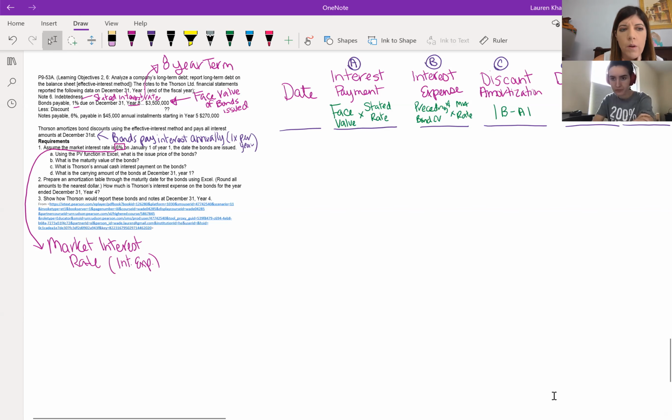The face value of the bonds issued was 3.5 million. The stated rate was 1% annually. Market interest rate was 6%. The term of the bonds is 8 years. How did I come up with the number of payments being 8? Why is it 8 and not 16?